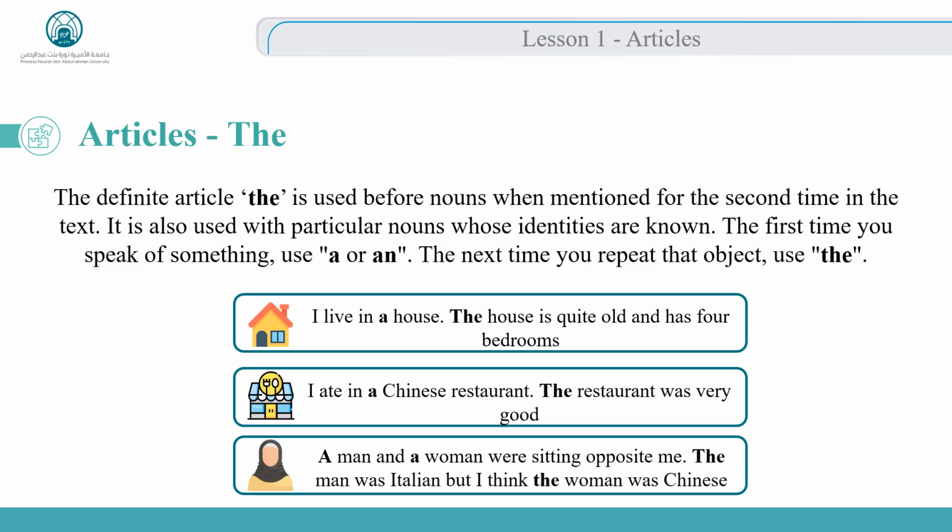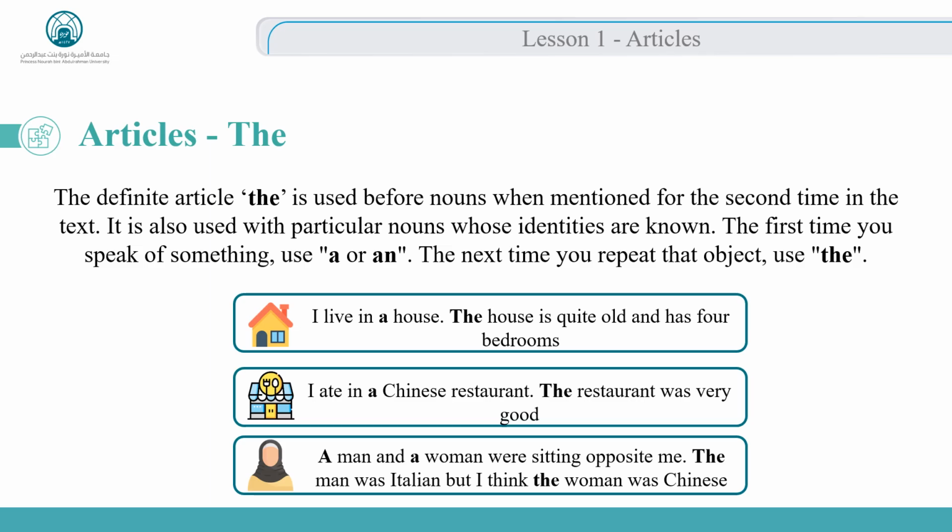Let's look at some examples. I live in a house. The house is quite old and has 4 bedrooms. When I mentioned house for the first time, I used a before the word house. But when I mentioned it for the second time, now its identity is known. Now we know what I am talking about. So I used the before the word house when it is mentioned for the second time.